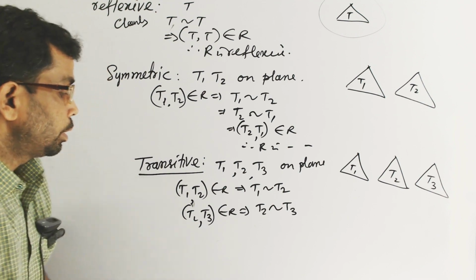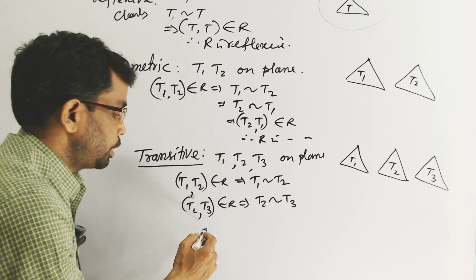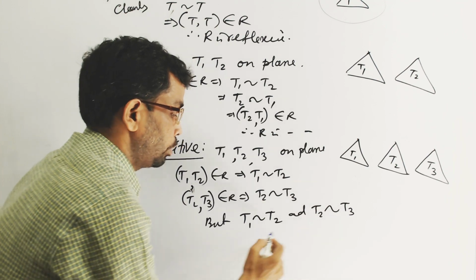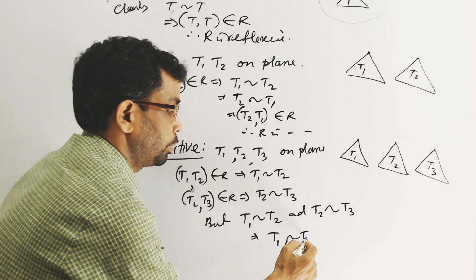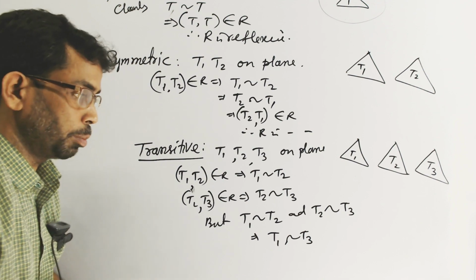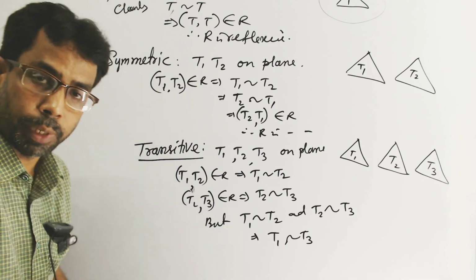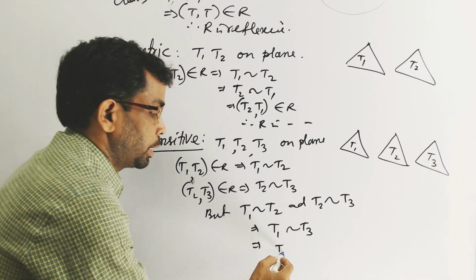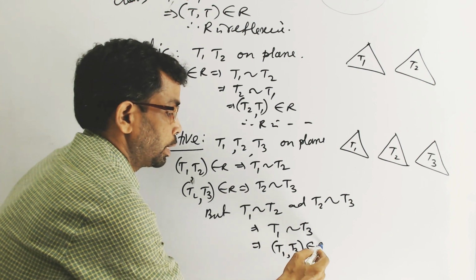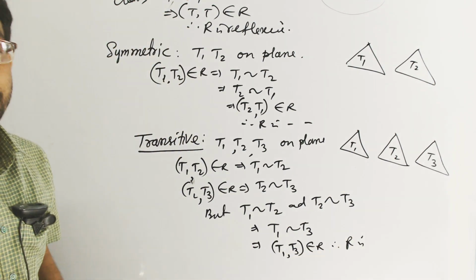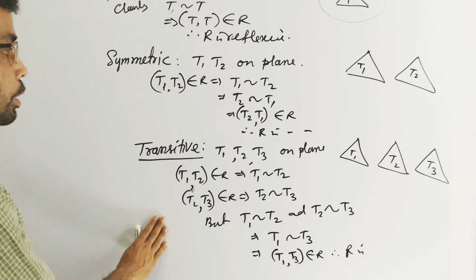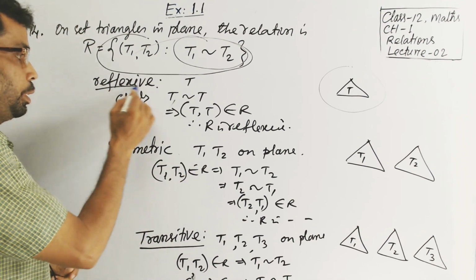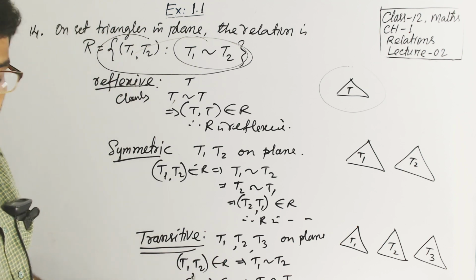From the concepts of geometry, we can say if T1 is similar to T2 and T2 is similar to T3, then obviously triangle 1 must be similar to 3. We can easily prove it geometrically, but the geometrical proof is not necessary here. We are just explaining with logical reasoning. So T1 is similar to T3, and hence the pair T1, T3 is in the relation. Therefore the relation R is transitive, and hence the given relation satisfies all three conditions. That means it is reflexive, it is symmetric, it is also transitive, and hence the relation is an equivalence relation.